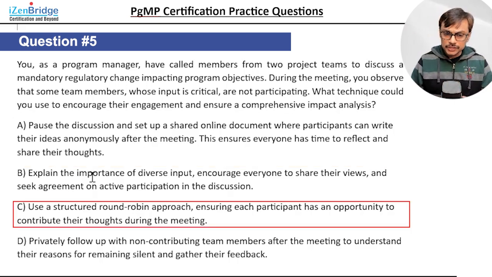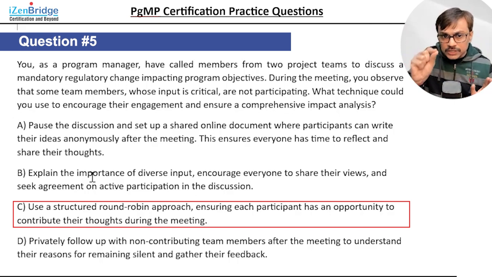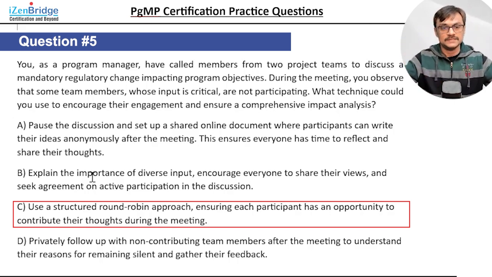Option C, use a structured round robin approach. Ensure each participant has an opportunity to contribute their thoughts during the meeting. So I would say C is also a good idea. If I have to compare C and B, B is a little more open. It is not talking about one particular way of doing facilitation. It is saying, guys, let's talk, let's participate, and let's agree how we participate. That is a little open-ended. Whereas C is saying, I will bring one particular thing where people are expected to speak when their turn comes, and they have to contribute. So it could be an option, but B is the better one.